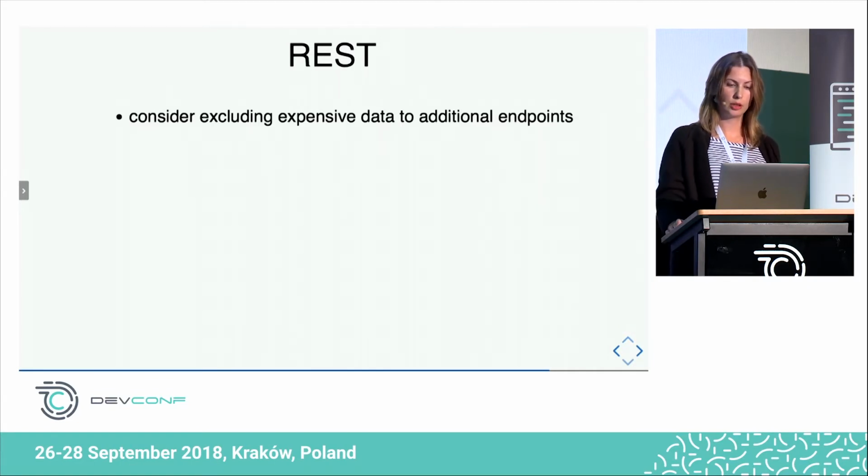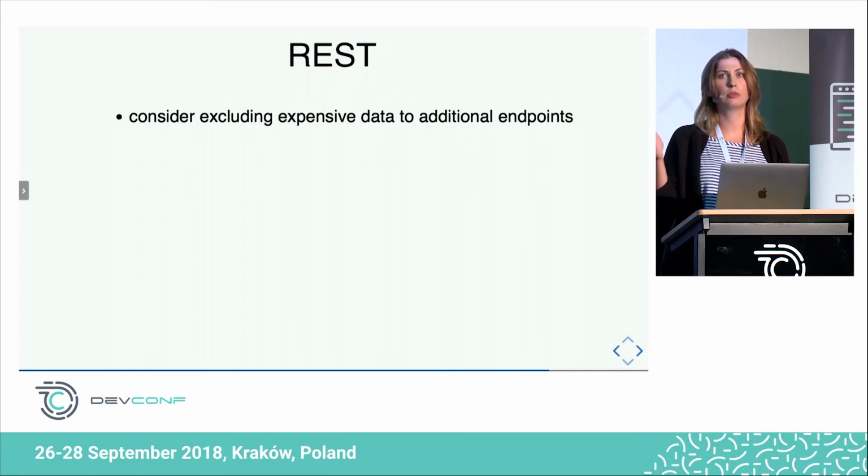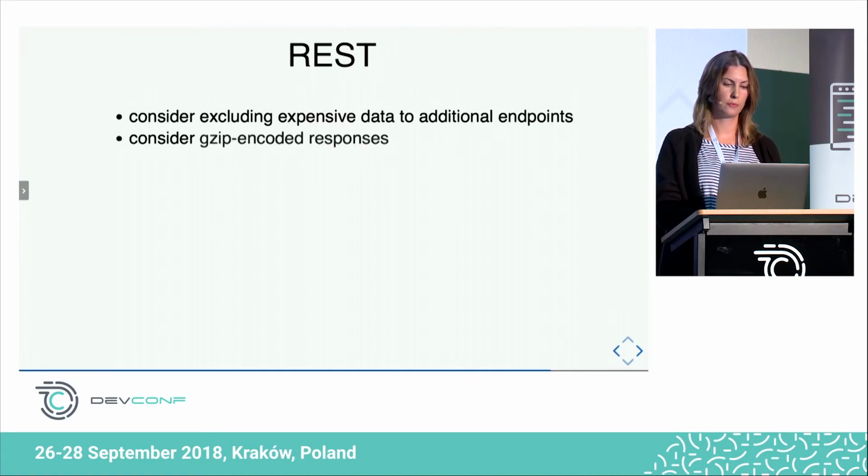Also, consider excluding expensive data to additional endpoints. For every application, expensive data is something else. For us, it's product availability, because sometimes we take it from third parties. And when you want this information for 20 products, it may take seconds. So what we did is we excluded the info about availability to an additional endpoint. So we serve the products immediately, and then we download the information about availability of the product.